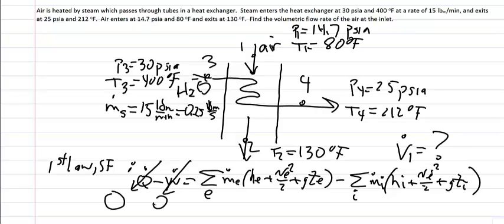And then additionally, we're given absolutely nothing about the geometry. We don't know the diameter of the pipe at the inlet or the exit, neither for the air stream nor for the steam stream. So our only choice is to just assume that there's no kinetic energy change and that there's no potential energy change. Again, we know nothing about the height change of either of the fluids, so we have no choice but to just neglect those two terms. So now let's rewrite our first law equation.